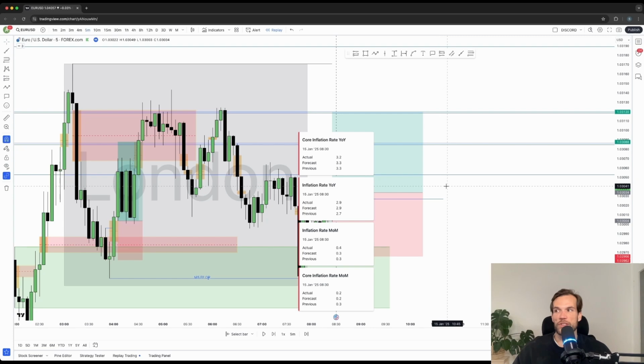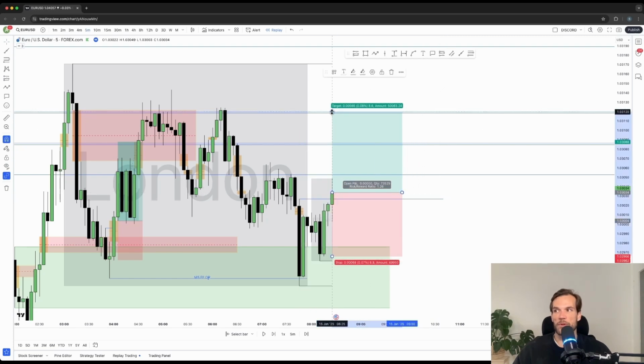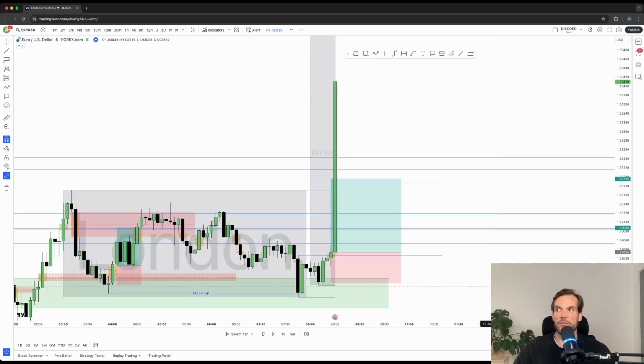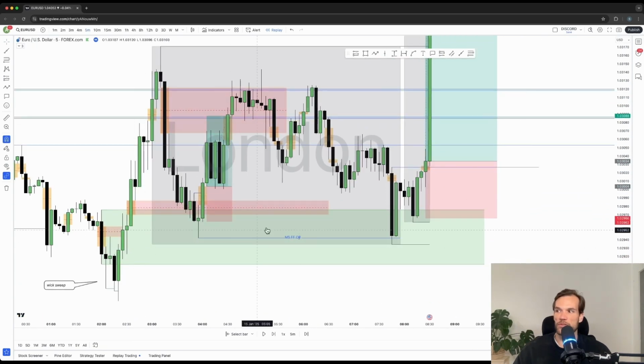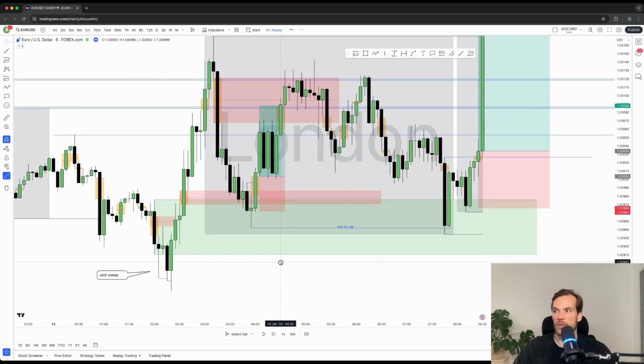But we have news coming up, core inflation rate. We're not ones to gamble on the news, but it's just for this example. As expected, it's a massive move out there, taking all the liquidity. The main focus is the theory of respecting this opening range. We had a really nice manipulation. We had a really nice close out here. We closed out with imbalance, with body breaks.